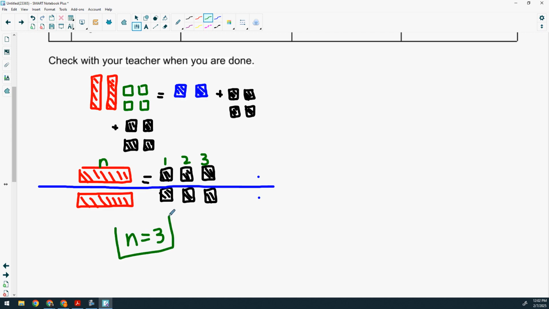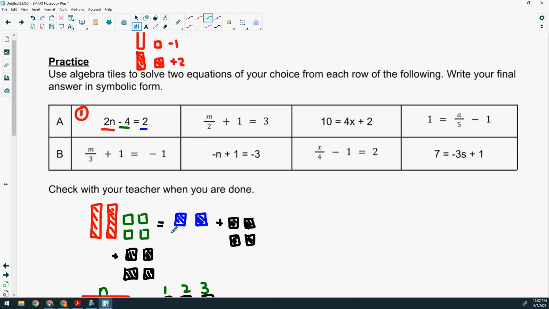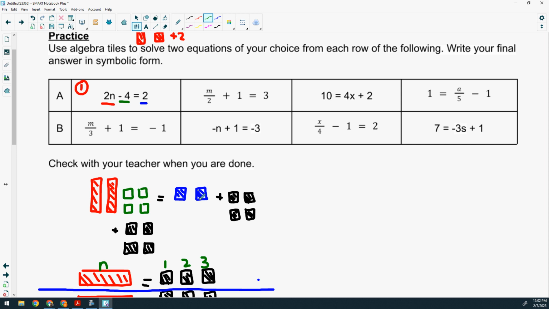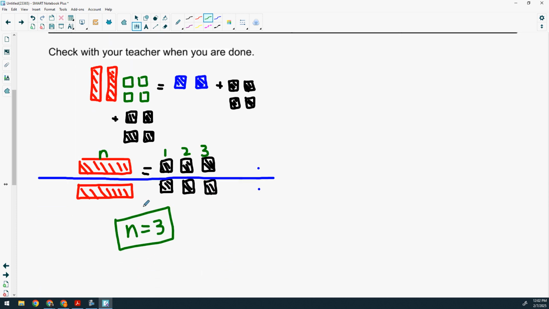So what we've done now is we've taken this equation, represented it with algebra tiles, and we've now solved it with algebra tiles.